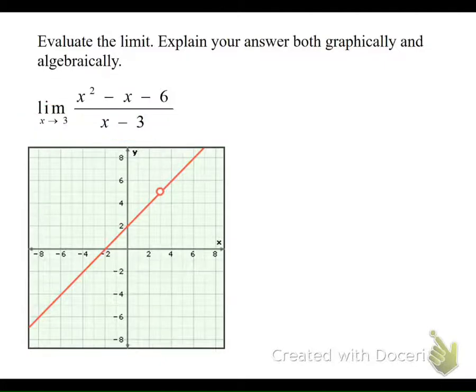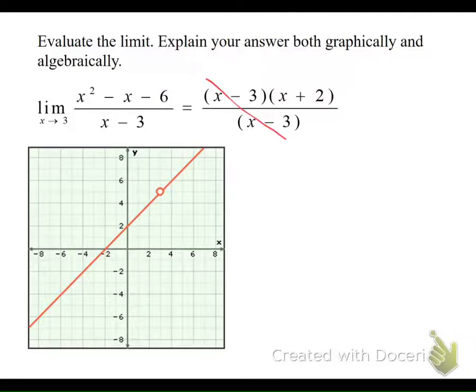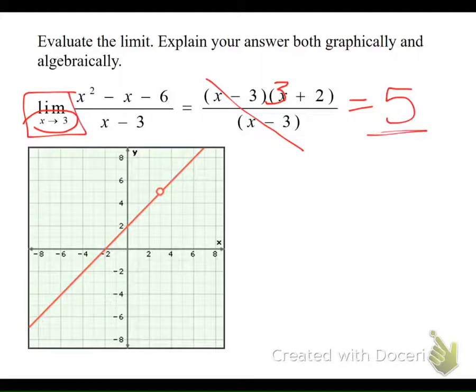Okay, and when you factor it, you get this. Then I would cancel. And now I would try to plug in the x of 3 again, and we get 5. And that is the answer to the question. The limit as x approaches 3 is 5. And that is the algebraic approach. The graphic approach, the limit as x approaches 3, is the height we're approaching, and it's also 5.